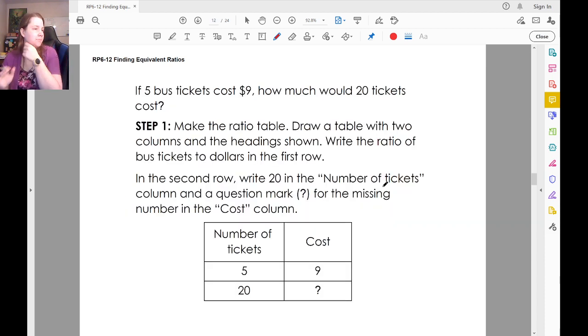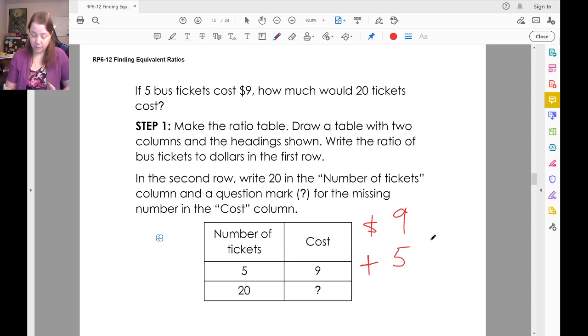So now we have a word problem. If a bus ticket costs $9, how much would 20 tickets cost? They're going to suggest that we make a ratio table. I would agree. Your ratio table might look like this, or it might look like this. Dollars to tickets. And I would say $9 for 5 tickets. How much would 20 tickets cost? 5 times 4, 9 times 4. So 20 tickets would cost $36.